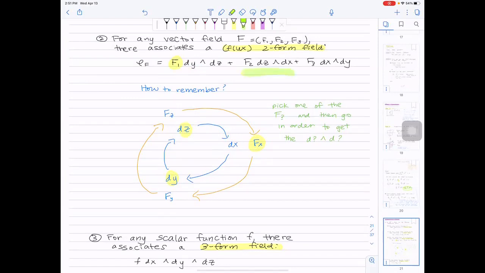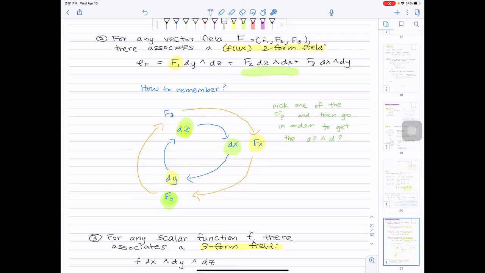How could I find this second term? I start at fy, I move to the inner blue circle, and I get dz, dx. So it's f2 dz wedge dx. And you can do the same for f3. So this is a nice way of remembering what goes with what.